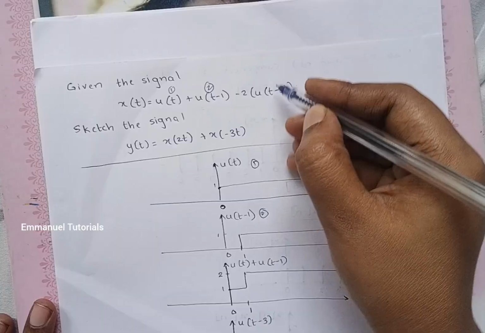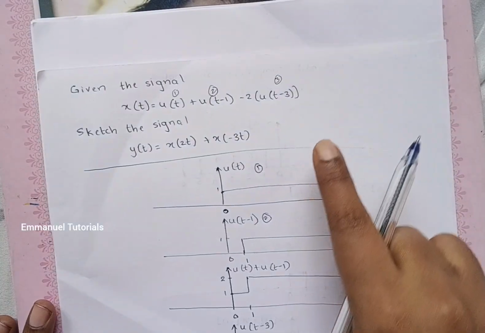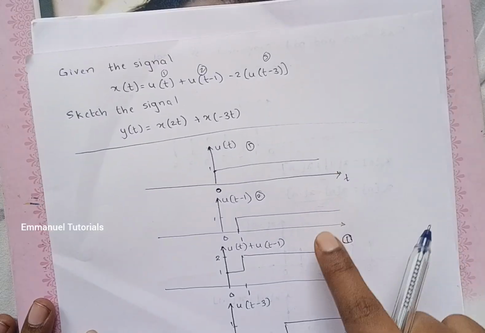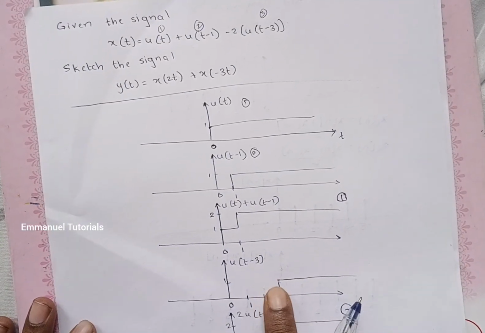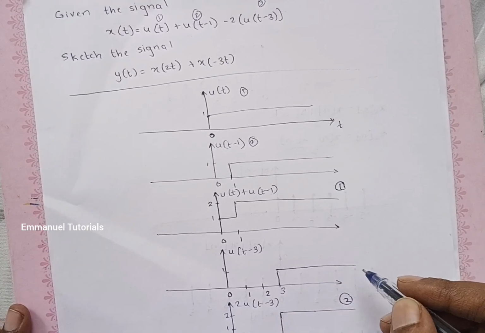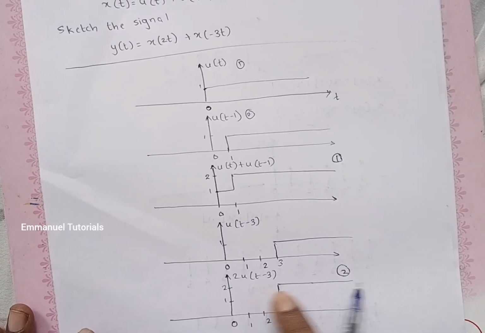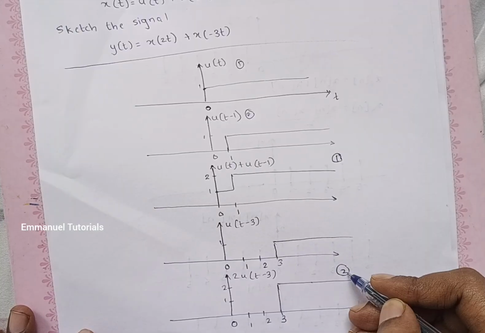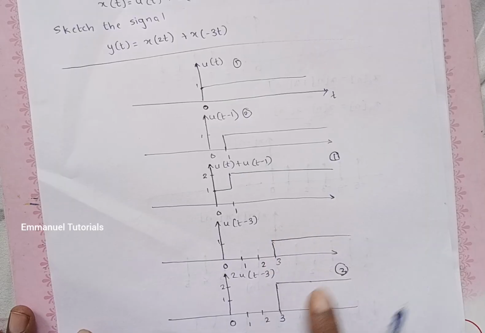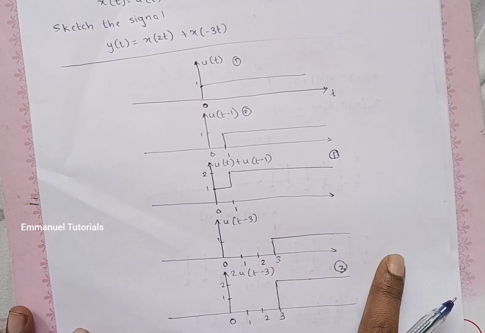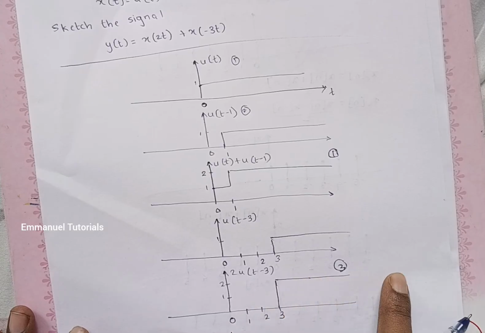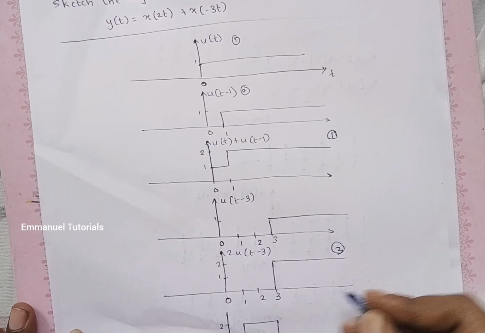Third part of the signal is 2u of t minus 3. So u of t minus 3 is again shifted to the right by 3. So it's going to start from 3 and go up to infinity. And 2u of t minus 3 will be the amplitude scaled version of the signal. So from 3 to infinity, it is 1, multiplied by 2, which is 2. Amplitude will be 2. It will go up to infinity from t equal to 3.